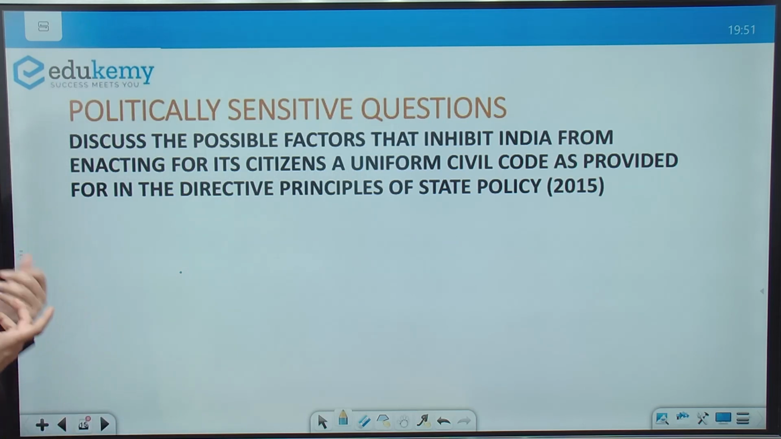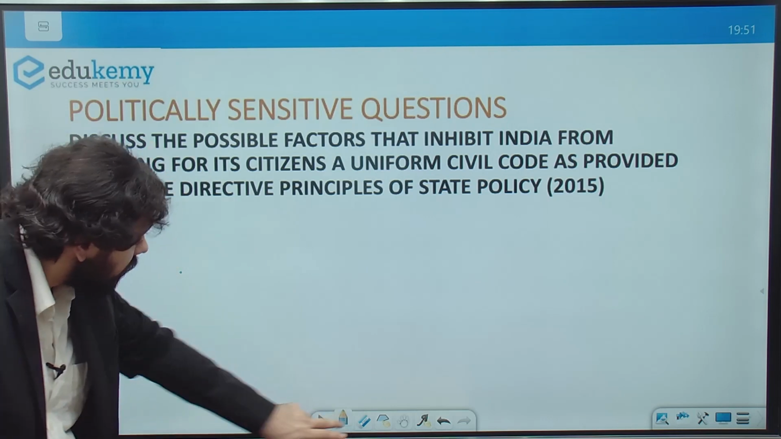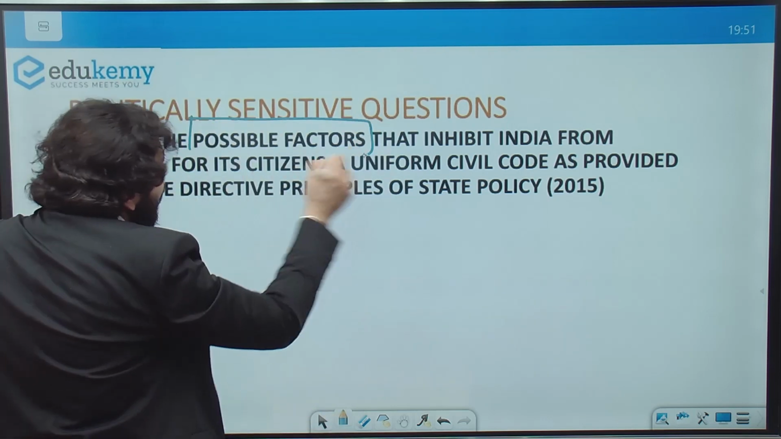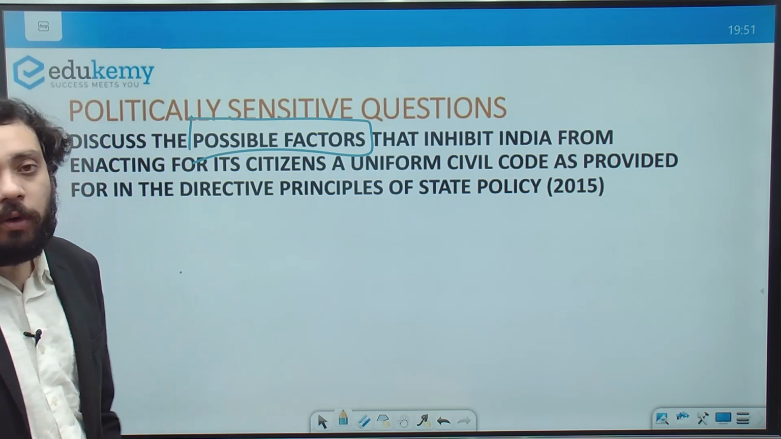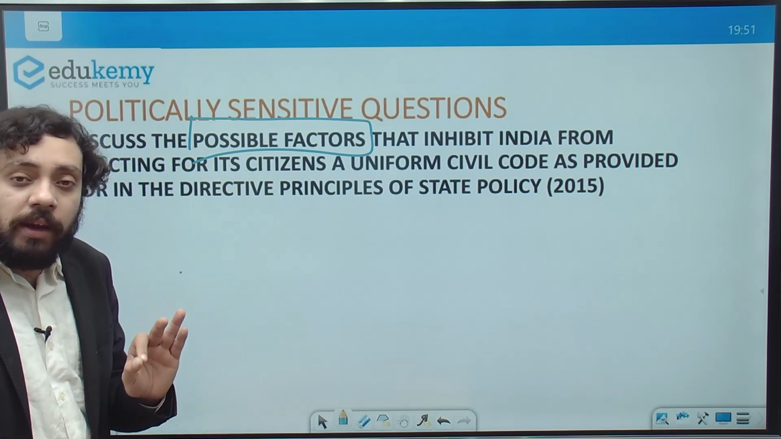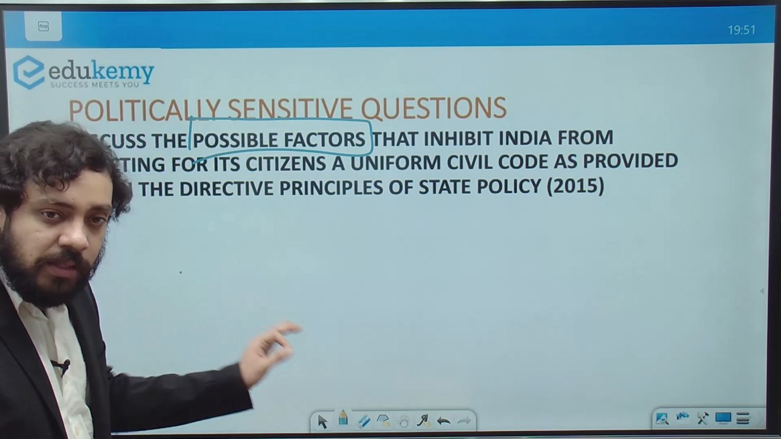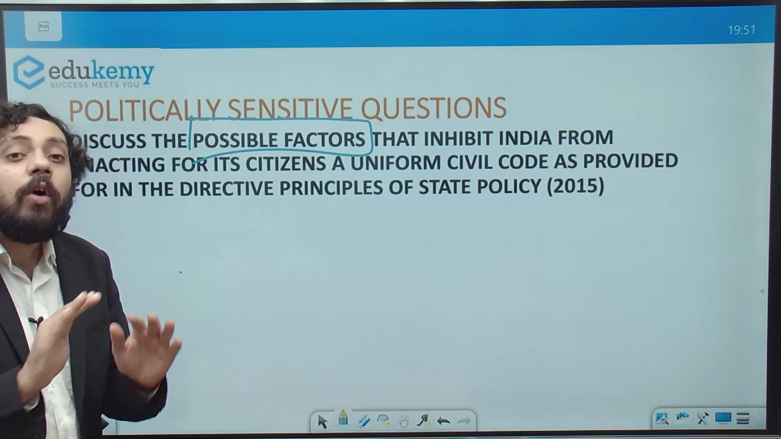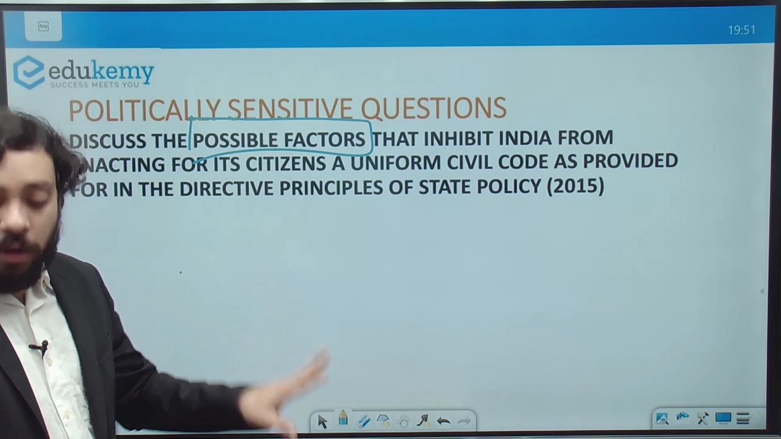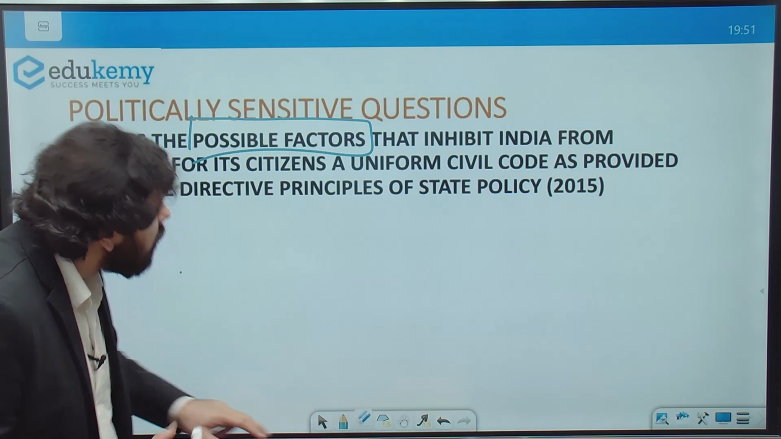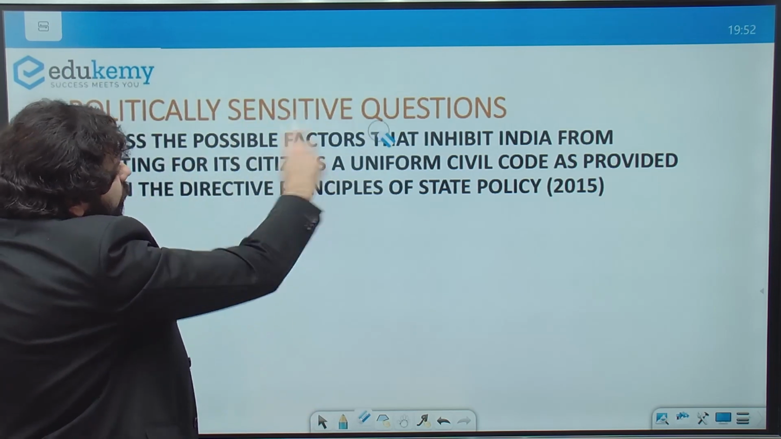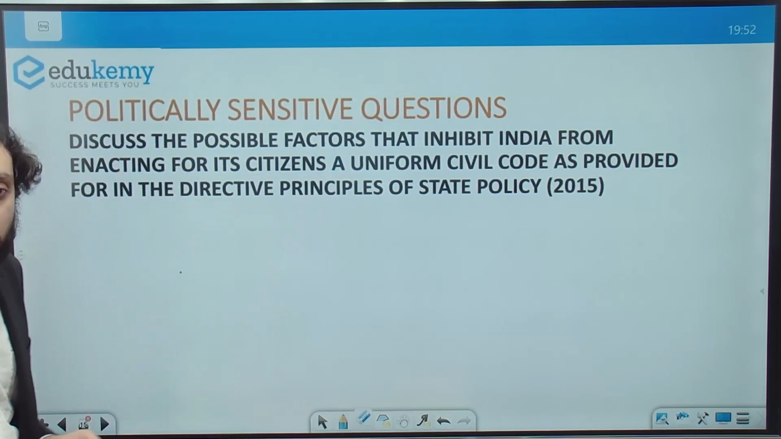This is a question about the Uniform Civil Code, and this is a question which could be considered politically sensitive because it is asking for the possible factors. Now, no debate in India on UCC goes without controversy, and therefore you have to be very careful to develop your answer writing methods into a language which is not offensive and does not cross a line, but also makes a point which is important in terms of dealing with the answer.